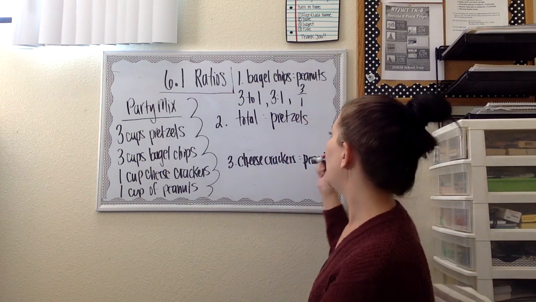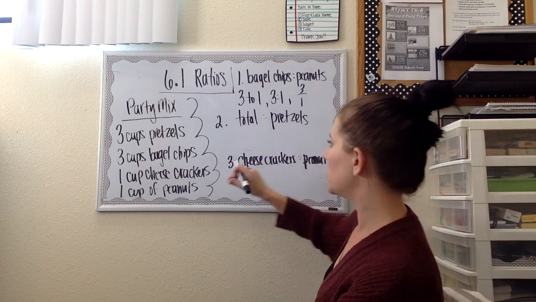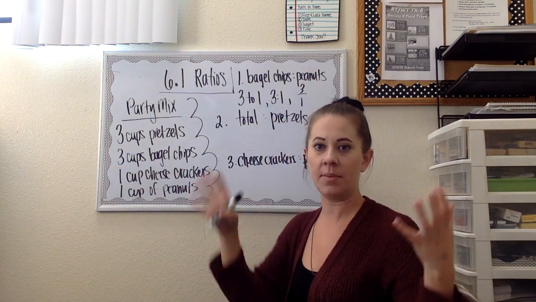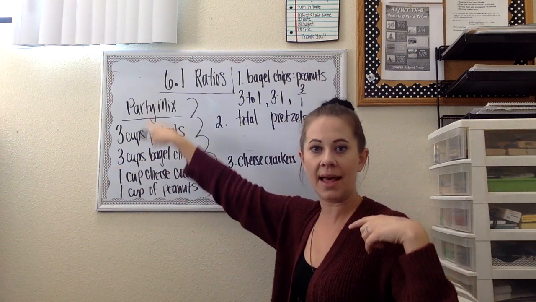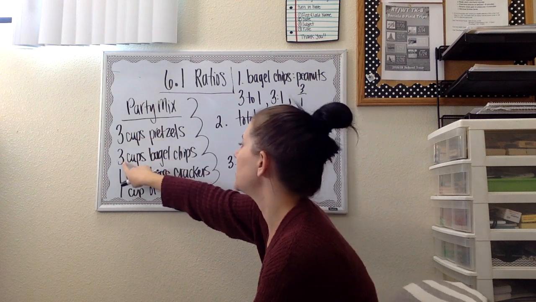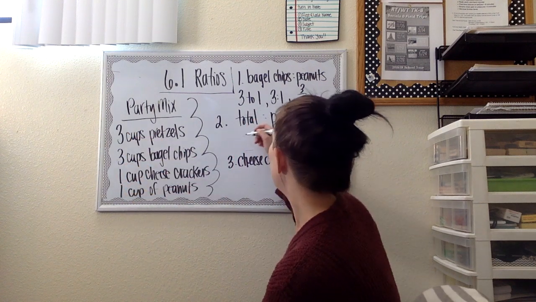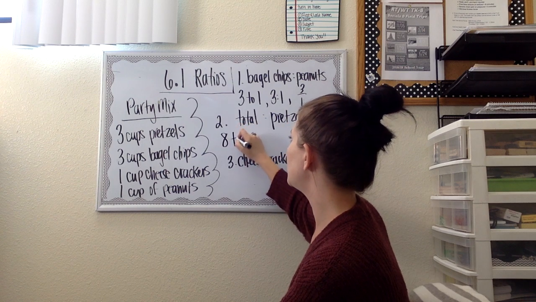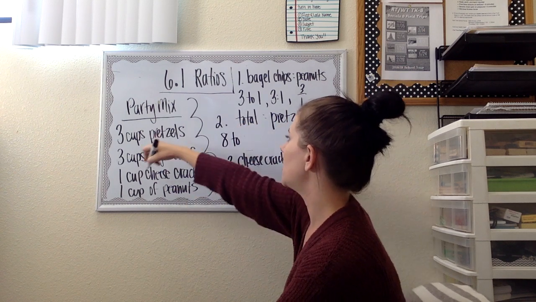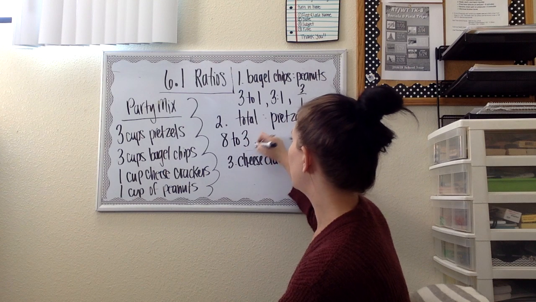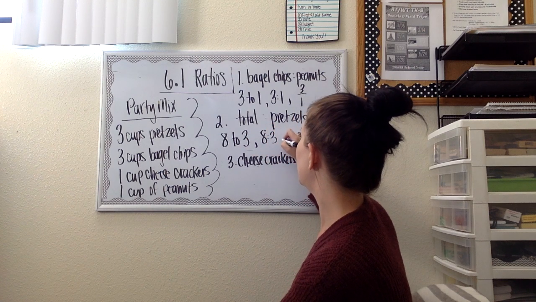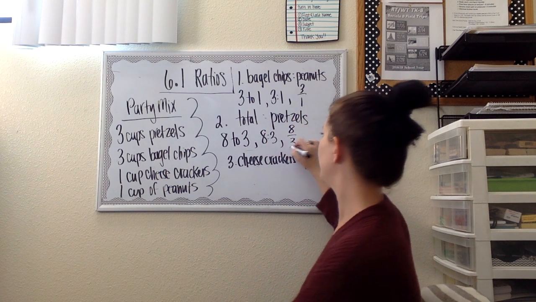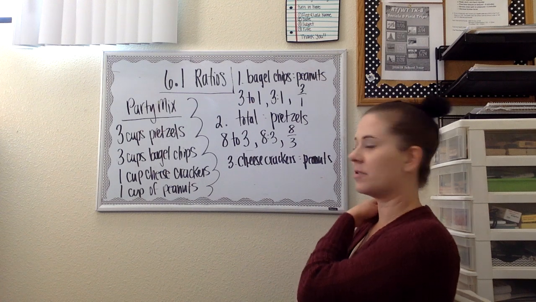Okay? All right, total to pretzels. So the total is, now they told us 8 cups total, but if you forgot that, you need to add up all of this. So 3 plus 3 is 6, 7, 8. And they said total first, so I have to write 8 first. So 8 to 3, and pretzels is 3. And I can also write it like this, and I can write it like this. All right, so keep checking yourself.